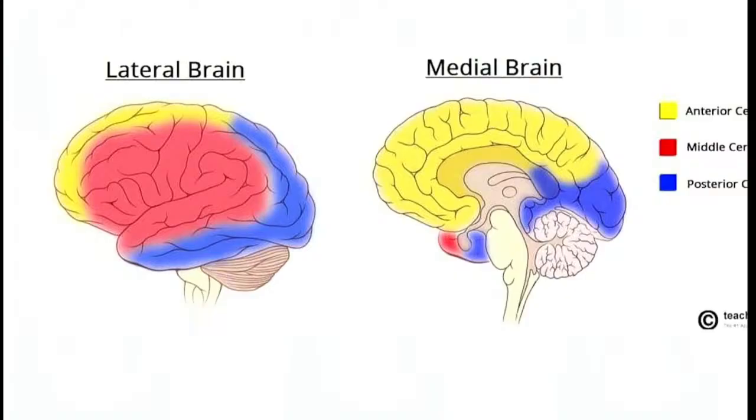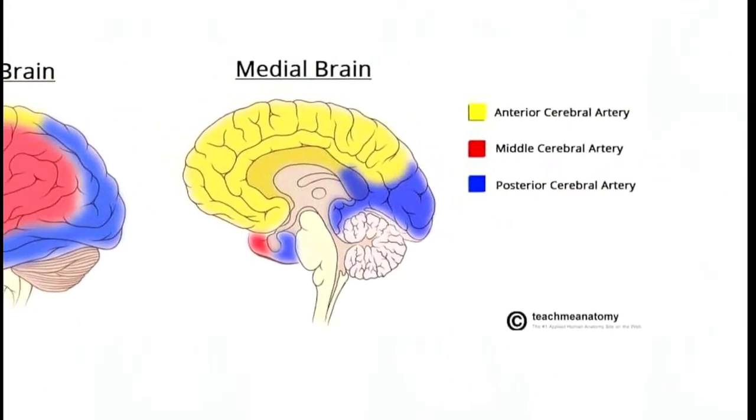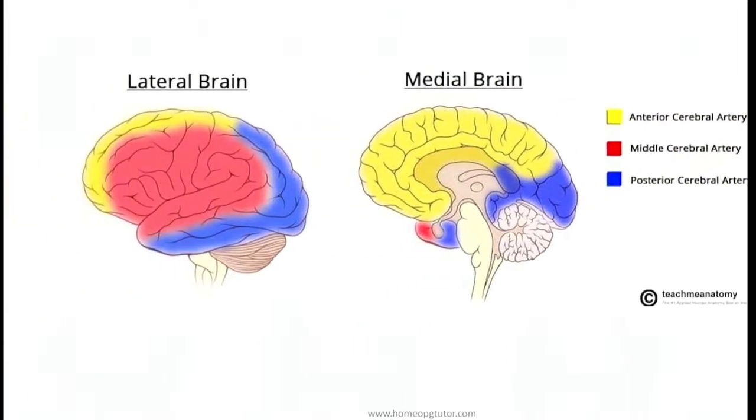Next one, we have the posterior cerebral artery. They are the branches of the basilar artery, and they supply both the medial and lateral sides of the cerebrum, posteriorly. So remember, what are the arteries that supply blood to the cerebrum? They are the anterior cerebral artery, the middle cerebral artery, and the posterior cerebral artery.